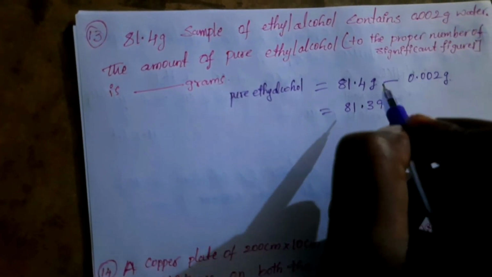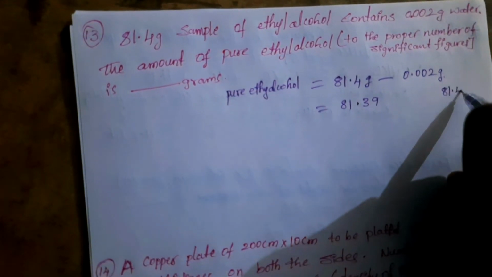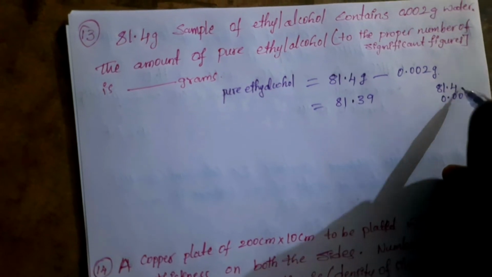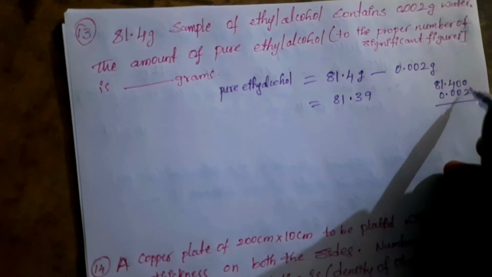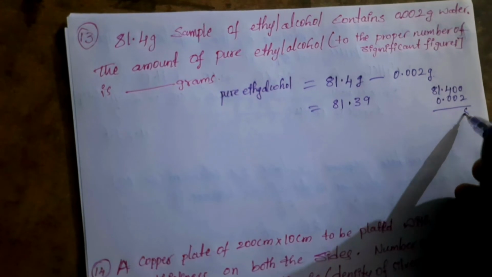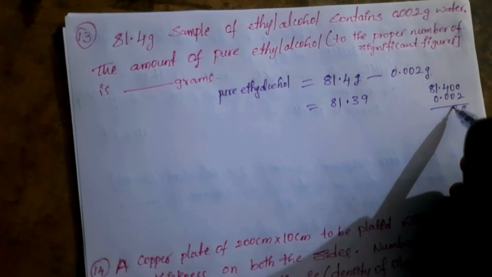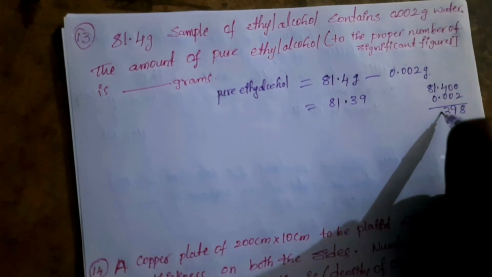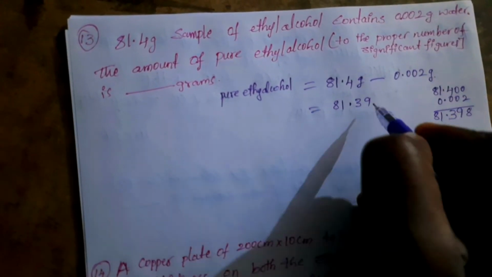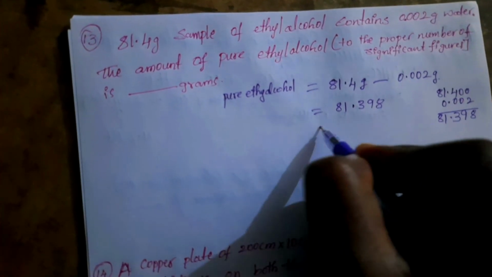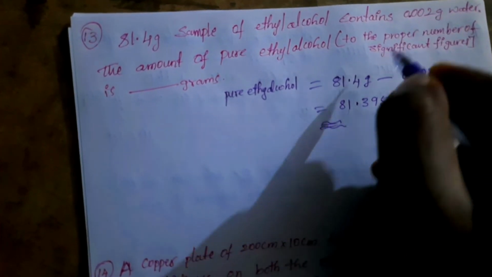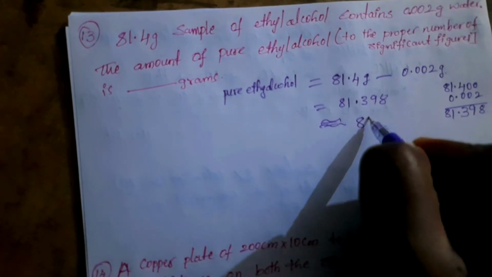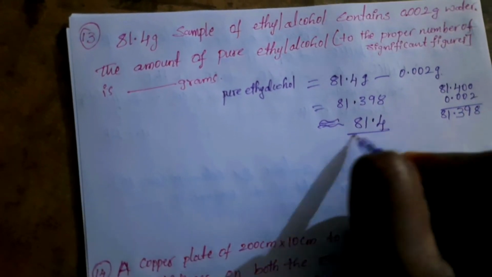81.39 something you will get. Is it or not? That is 81.4 minus 0.002. So 10 minus 2 means 8, 9 minus 0 means 9, 3 minus 0 means 3. So we are going to get 81.398. Taking the proper number of significant figures, you round off that figure, and it will be 81.4 again.